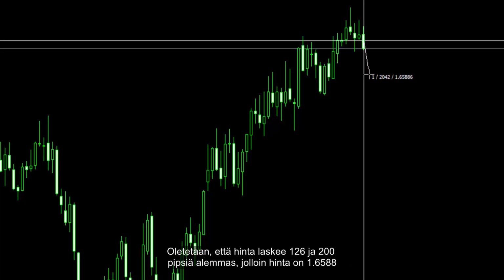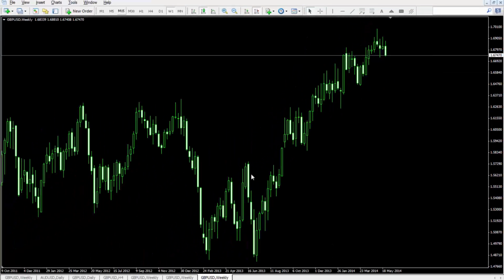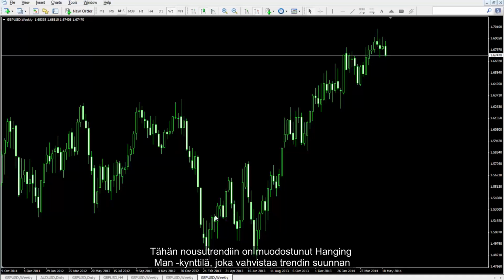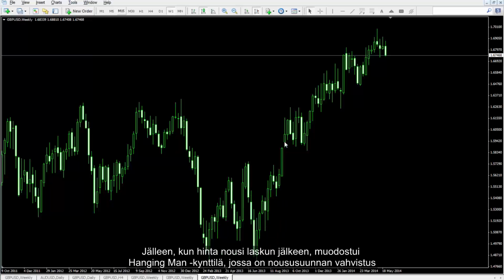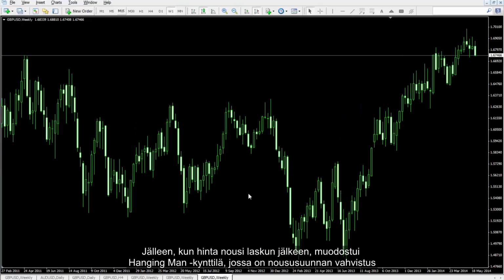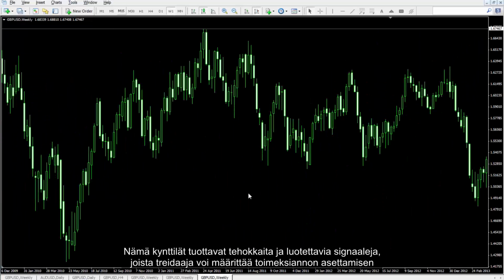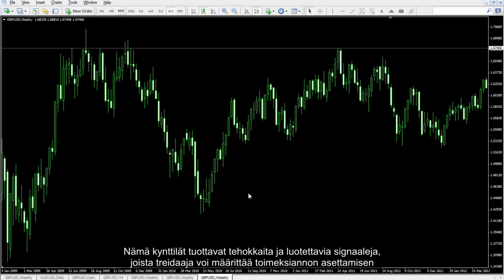Price will be 1.6588. After a downward direction, market trend started an upward direction. A hanging man candle has formed in this uptrend that confirmed trend direction. Again, after price has increased after a decline, a hanging man candle has formed with a confirmation on an upward direction. These candles generate powerful and reliable signals that a trader can determine while placing an order.